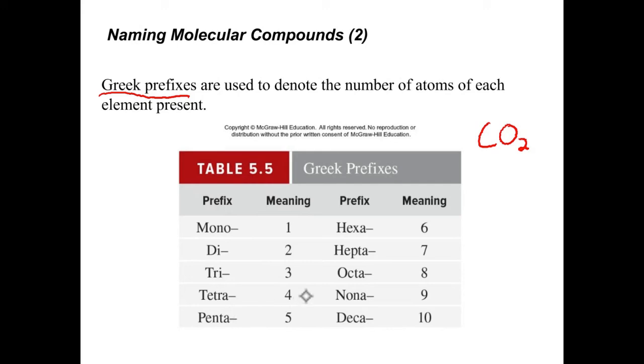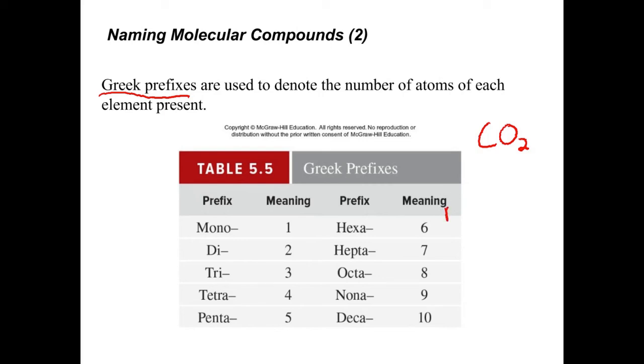So tetra is 4, penta is 5. A lot of these you may remember from things like geometry, like hexagon, heptagon. So it's all the same system. If you learned it before, you know it now. But back to my example here. How do I know that this is carbon dioxide? I have 1 carbon, so that would be mono.